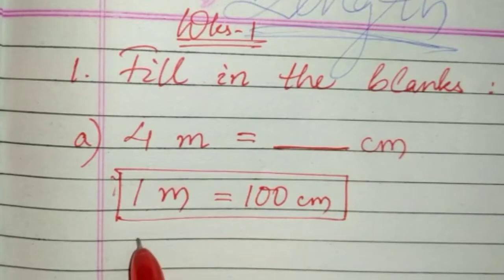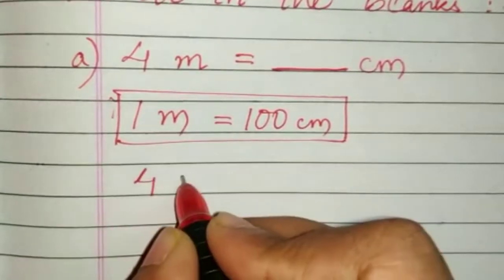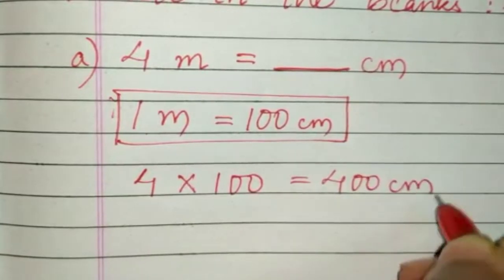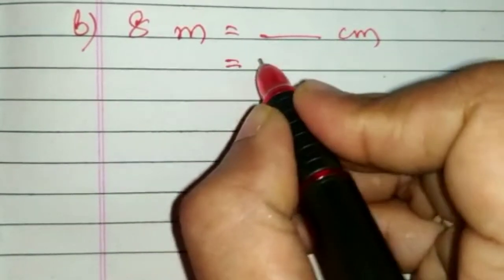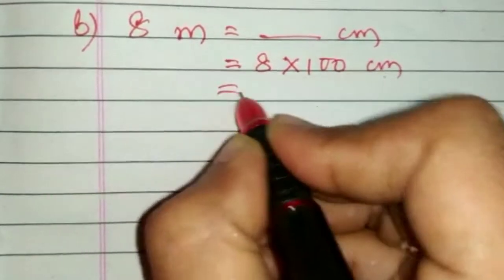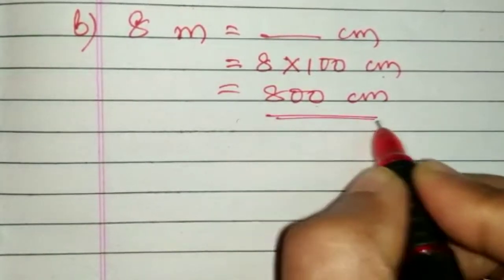Everyone can do this, but let me teach you how to write the steps and do. Okay, 4 into 100 is equal to 400 centimeter. This one you should remember. Now for example, next we will be doing B number. 8 meter is equal to dash centimeter. So what you will do? You will write like this: 8 into 100 centimeter, that is equal to 800 centimeter. This is the way to write. So remember, you will write like this.